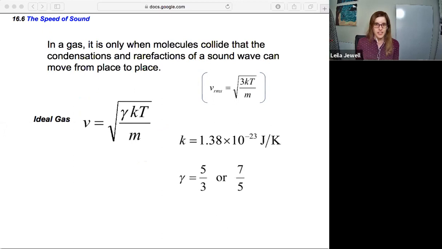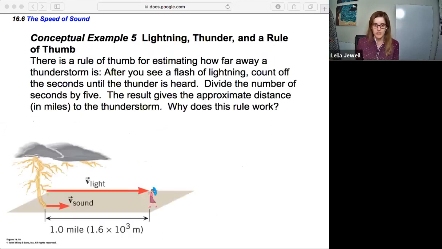All right, taking these ideas into account, let's look at a conceptual example of lightning, thunder, and a rule of thumb. There's a rule of thumb for estimating how far away a thunderstorm is. After you see a flash of lightning, count off the seconds until the thunder is heard. Divide the number of seconds by 5. The result gives the approximate distance in miles to the thunderstorm. Why does this rule work?